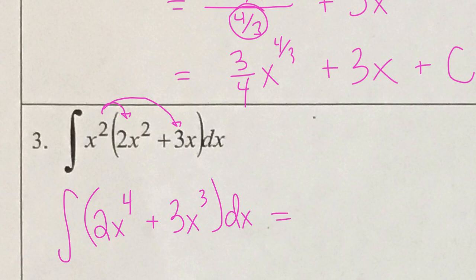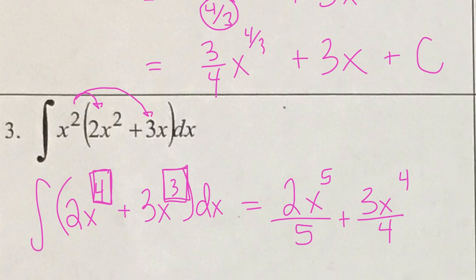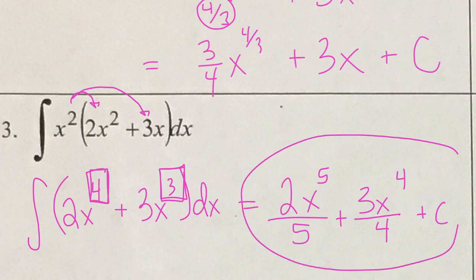So using our rules, we're going to add 1 to our power. So we have 2x to the 5th and divide it by 5. Plus, we'll add 1 to our power here. 3 plus 1 is 4. So 3x to the 4th divided by 4. And then, of course, some random plus c, some constant that we will find when I give you an initial value. We can't find that c without knowing a point on our function. Okay, and since nothing simplifies, this would be your integral. Okay, looking just like that.